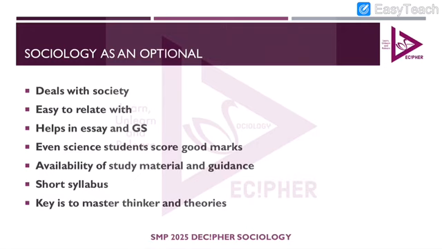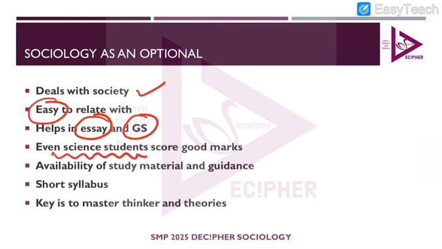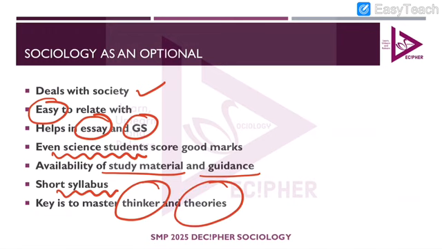One question may be troubling you, which is why someone opts for sociology. Sociology, as you know, deals with society, with people, with social relationships, with social institutions. It is a subject you can easily relate with. It also helps you in other papers like essay, GS, and it is a popular optional among science students. A plus point is that the study material and guidance are easily available. The syllabus is comparatively shorter and you need to master majorly the thinkers and theories in order to score well in sociology.